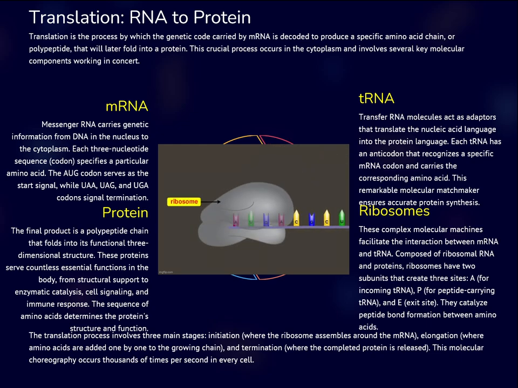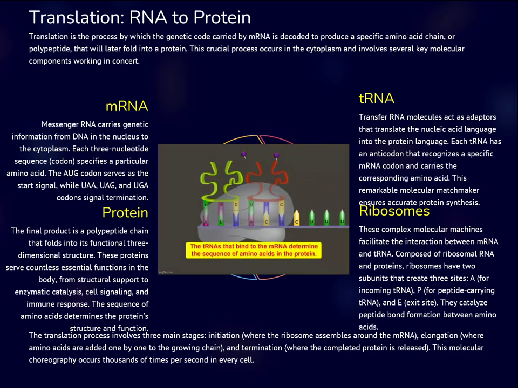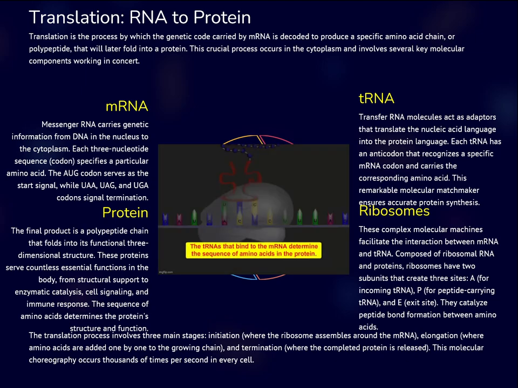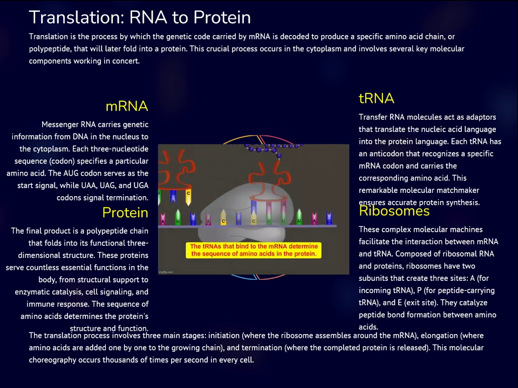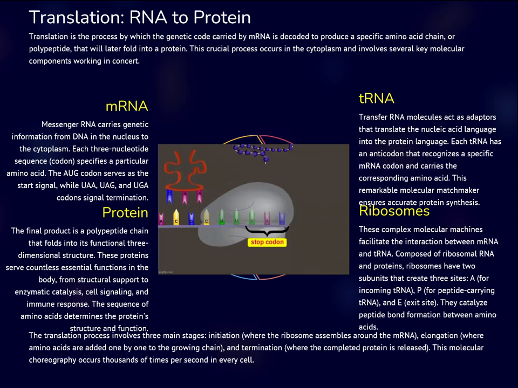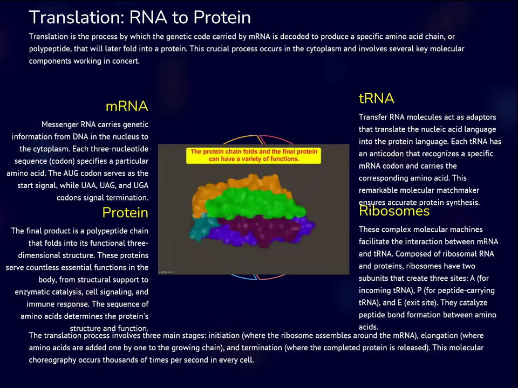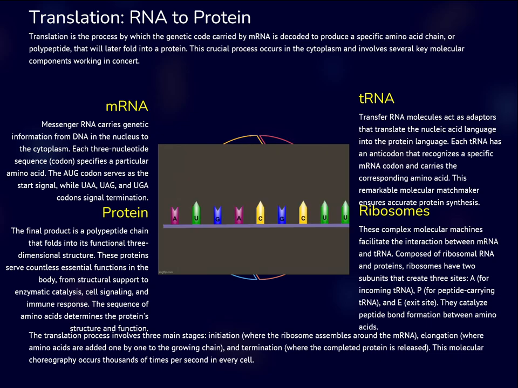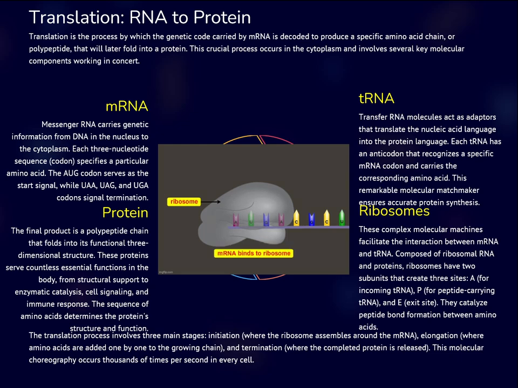Now let's talk about RNA. Unlike DNA, RNA is a single strand. It can move out of the nucleus and into the cytoplasm where proteins are made. The most important type of RNA for gene expression is mRNA, the messenger RNA, because it carries the instructions from the DNA to the ribosomes where the proteins are assembled.